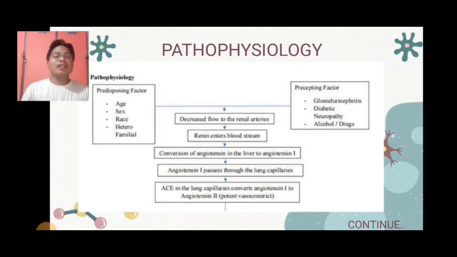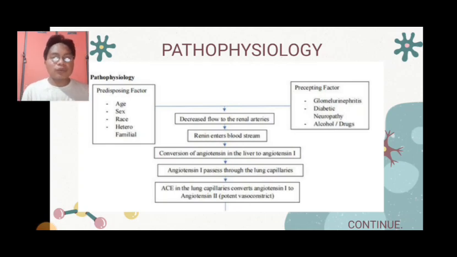And then the precipitating factors are those that can be changed through lifestyle. For example, alcohol abuse or alcohol use, or drug use, and then diabetic neuropathy, and then glomerulonephritis, and that can actually change through changing lifestyles.